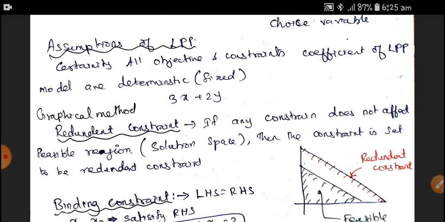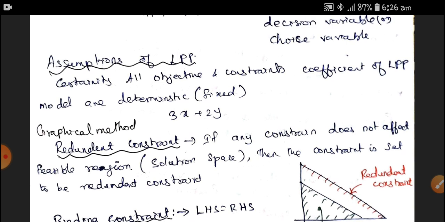One thing I have to make clear: this LPP is a graphical method. First of all, it is a mathematical technique, used by means of a graph. So it is a graphical method of finding the better solution. You have to notice this: it is a mathematical technique, but it is solved by means of a graph.